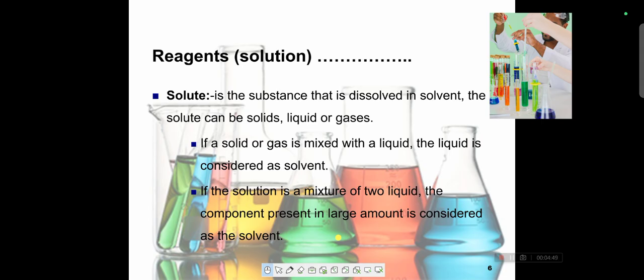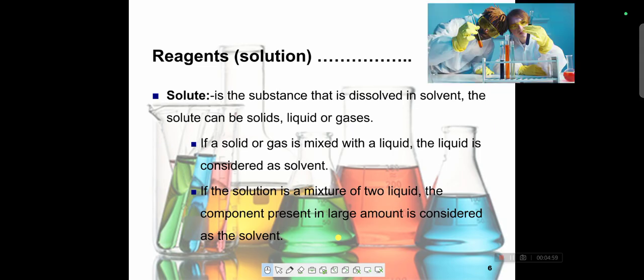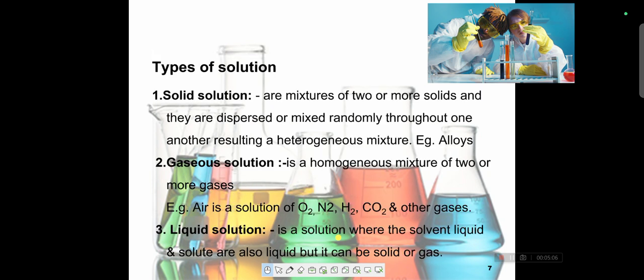So if the solution is a mixture of two liquids, the component present in the larger amount is considered as the solvent. If there are two components present in the mixture, then we can say that the component present in the larger amount is the solvent. Right? This is clear. Now talking about the types of solutions.